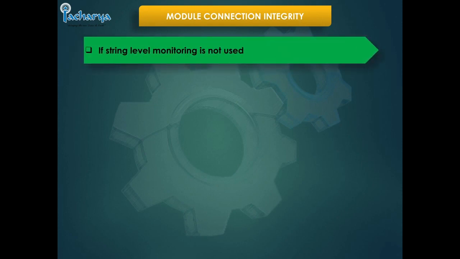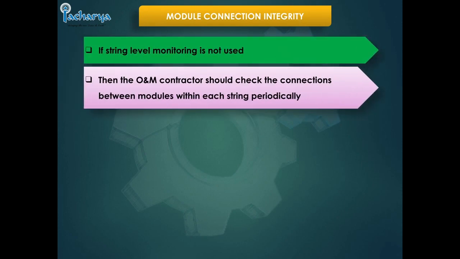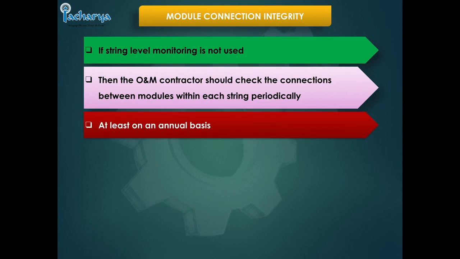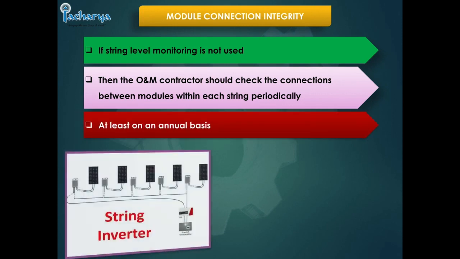If string level monitoring is not used, then the O&M contractor should check the connections between modules within each string periodically, at least on an annual basis.